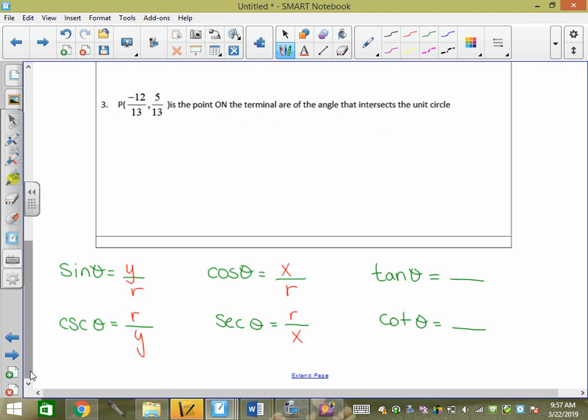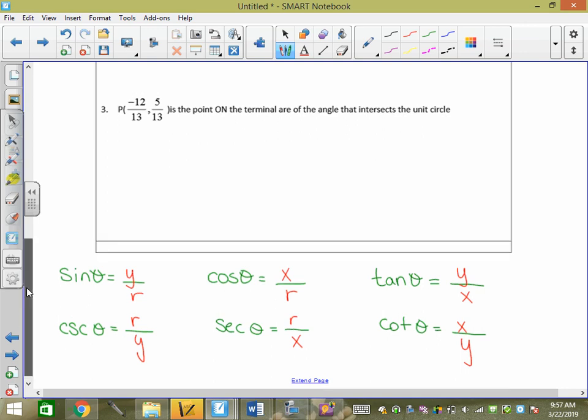Tan is TOA. O is Y over X. So cotan is X over Y. So you can use SOHCAHTOA to get all of them, right? You just need to remember that O is Y and A is X, the adjacent. Okay? All right.